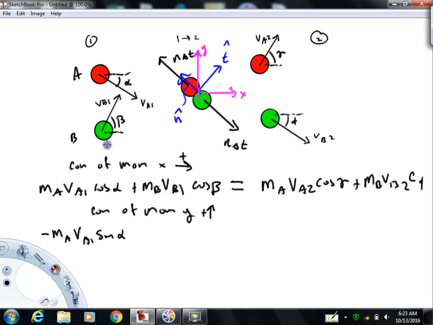All right, we'll talk about mass B here, taking note that this guy's velocity component is up. So the next term is going to be plus MB VB1 sine beta.